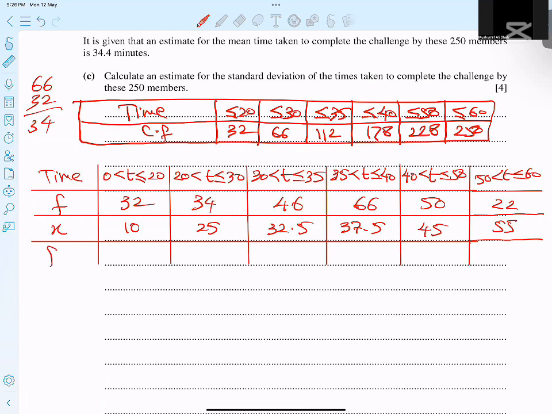And now fx square. I'm looking for fx square. So how to find it, this one, students? So it means multiply this with a square of 10. So 32 times 2, 10 square.